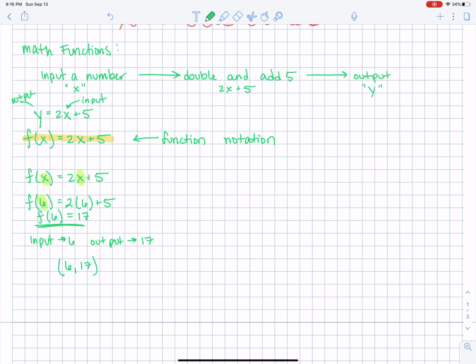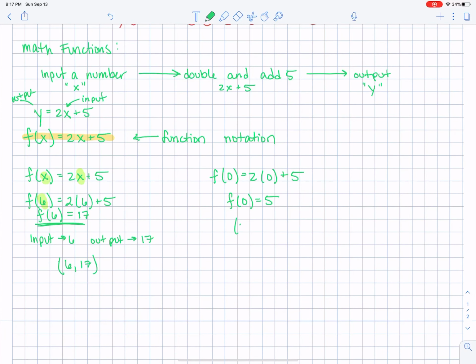Okay, for this next one, now you're going to understand why I was writing 5. We might say something like f of 0. F of 0 is equal to 2 times 0 plus 5. 2 times 0 is 0, plus 5. F of 0 is equal to 5, meaning that this is the point (0, 5). When my input is 0, my output is 5.